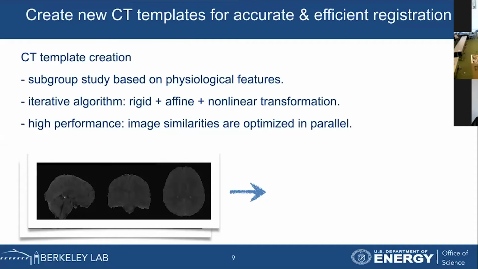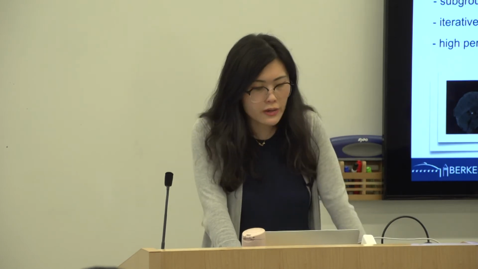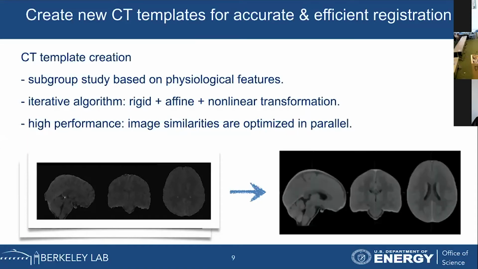And in the algorithm sense, it relies on linear rigid and affine transformation, and also nonlinear transformation. As I said, we basically leverage diffeomorphic mapping among a group of diffeomorphisms because it could guarantee a smooth mapping function and its inverse. And from the performance side, we want to have an efficient algorithm. So in this preset, the image similarities are parallelized through multiple cores on our working machine. So eventually, this is the template we generated from a large amount of CT scans.